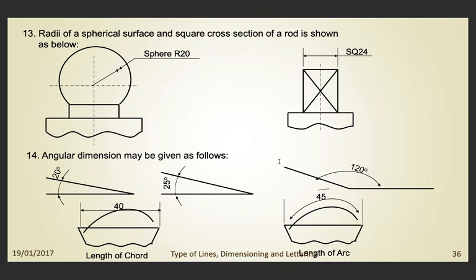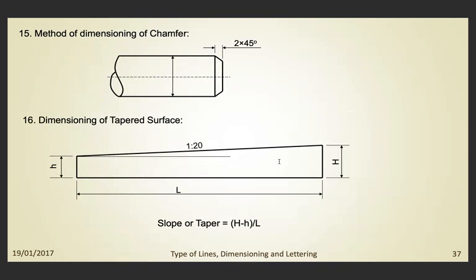Radii of a spherical surface and square cross section of a rod are shown as below. Angular dimension may be given as below, and always keep in mind, you should take the compass and make the arc for writing the angular dimension. This is the method of dimensioning of a chamfer. And this is how the dimensioning of tapered surfaces is done. The ratio is mentioned 1:20, as you can see, and the slope of the taper is (H minus h) by L.